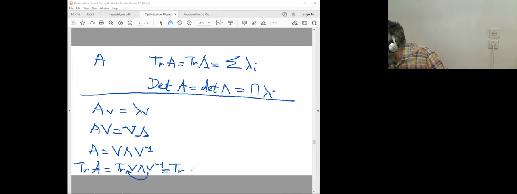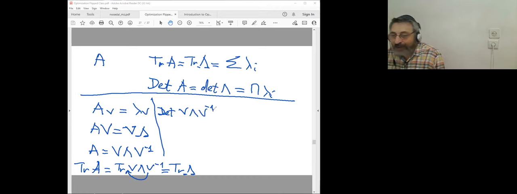We get this nice formula, trace of lambda. So this is the first formula. And what will be the second one? Determinant. Again, we use this eigenvalue decomposition, V lambda V inverse. And the nice property of determinant is that the determinant of a product is a product of determinants.